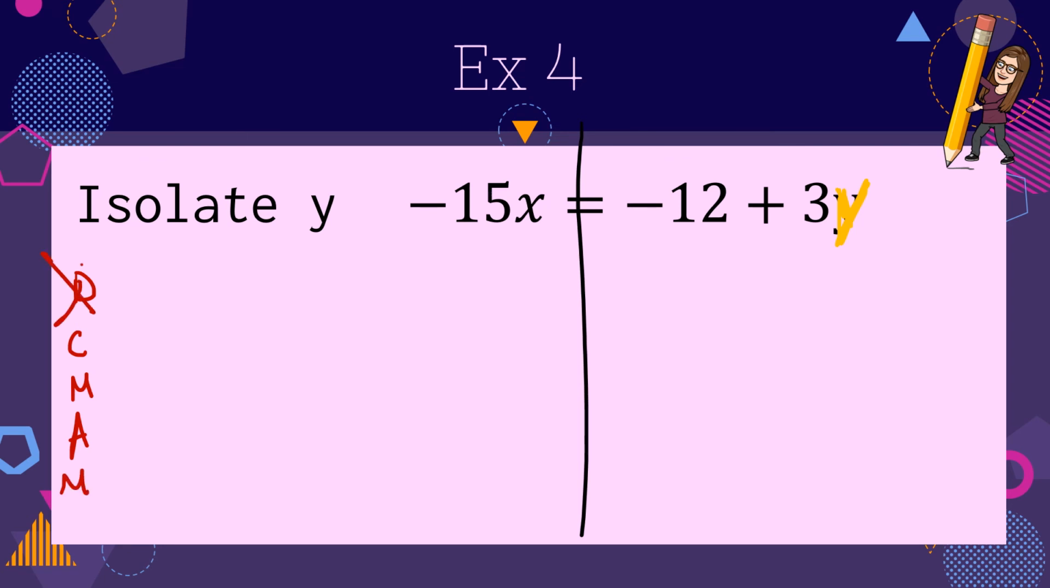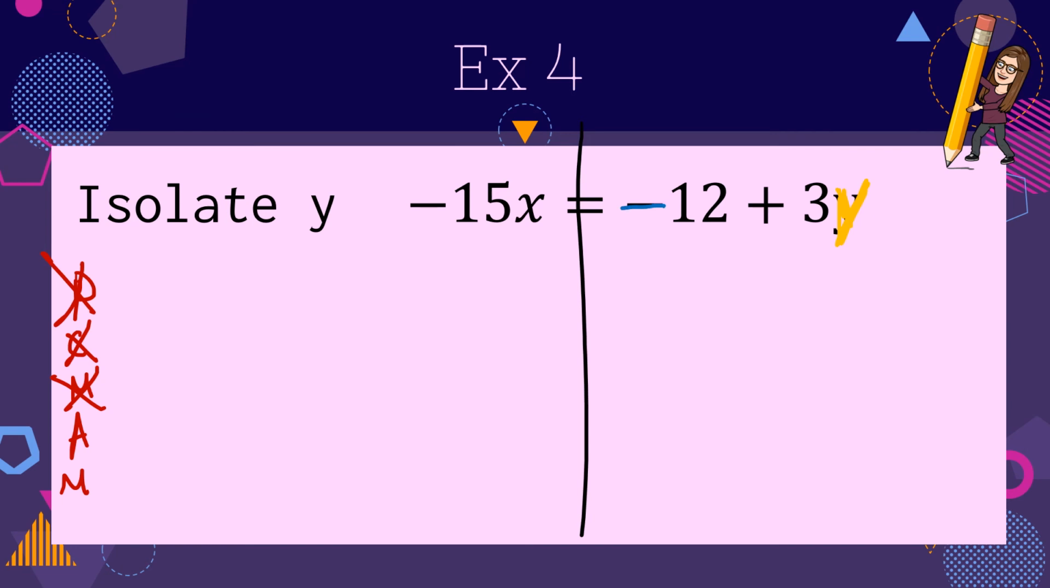First of all, there's no distribution. Combining. Nothing can combine on the left, nothing can combine on the right. Move. Wait a second, there is no letter by the y. See that? So we actually get to skip that step. Add or subtract. Well, yeah, here we go. Now we can do something.